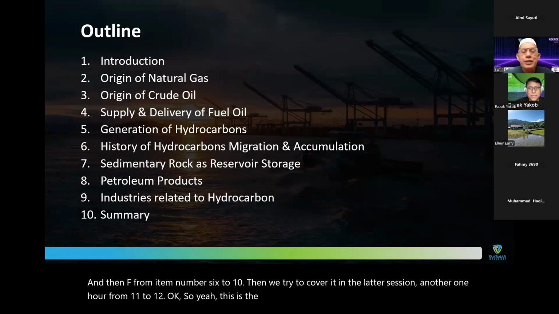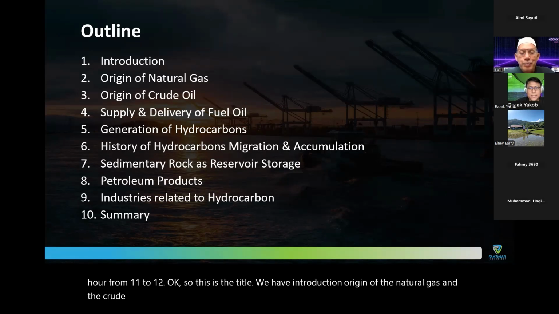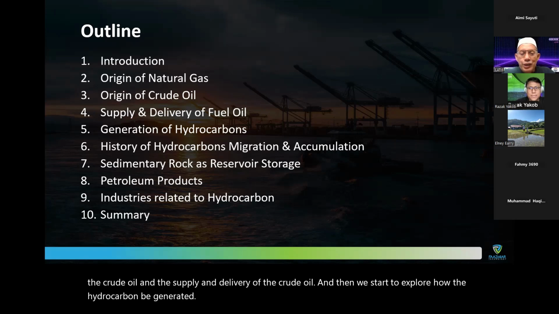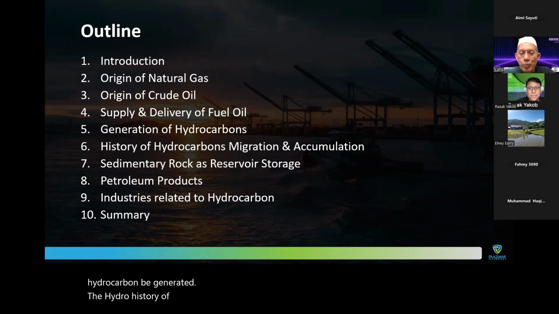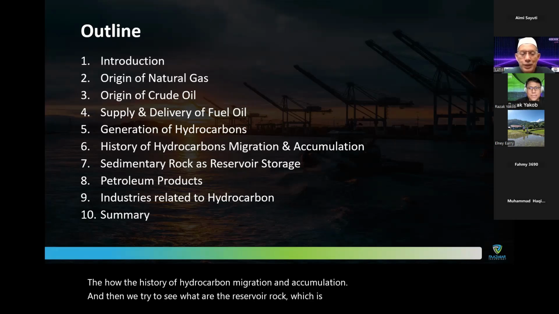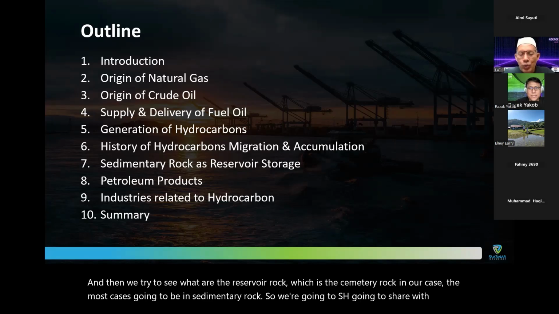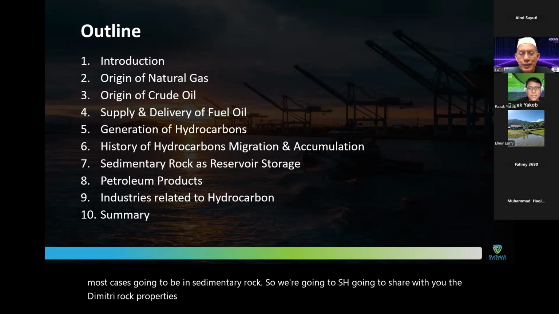We have the introduction, origin of natural gas, the crude oil, and the supply and delivery of crude oil, and then we start to explore how hydrocarbon is generated, the history of hydrocarbon migration and accumulation, and then we try to see what the reservoir rock is, which is sedimentary rock in our case. In most cases it is going to be sedimentary rock. So we're going to share with you the sedimentary rock properties, the environment, the basin, and so on.